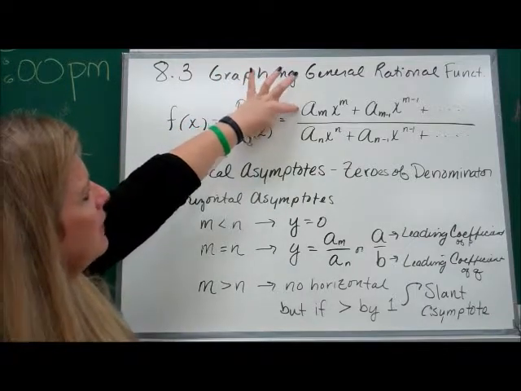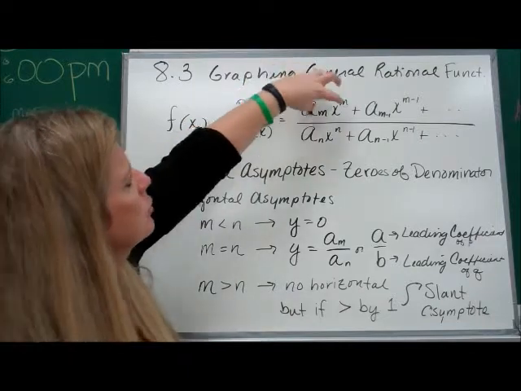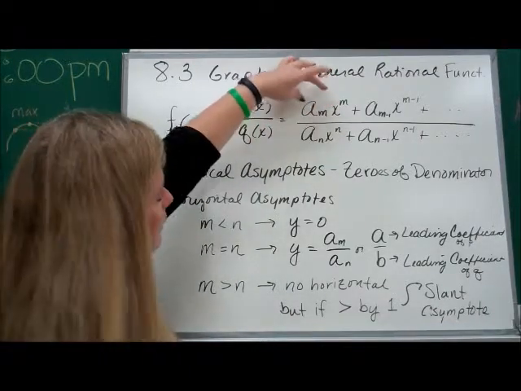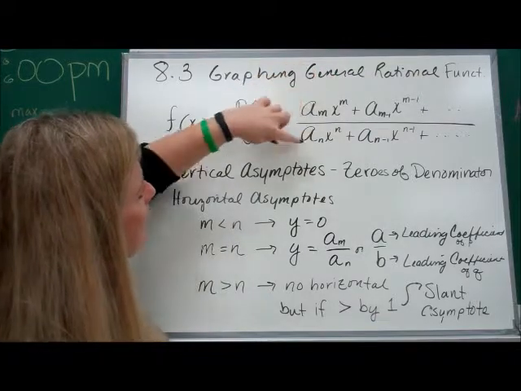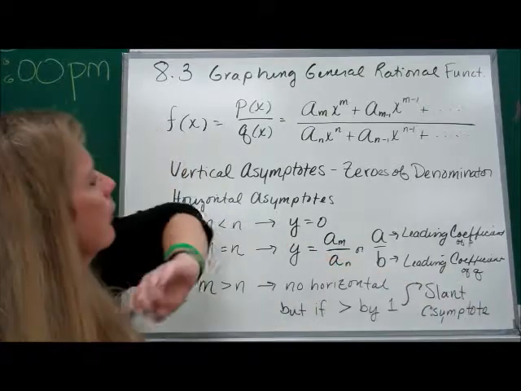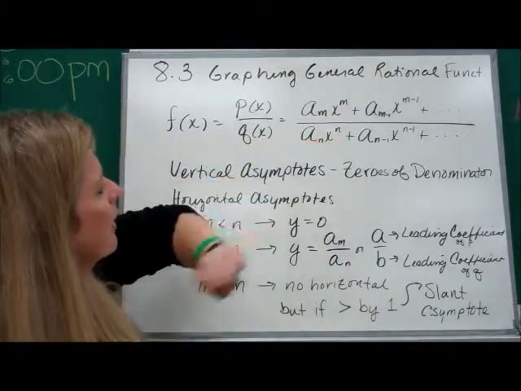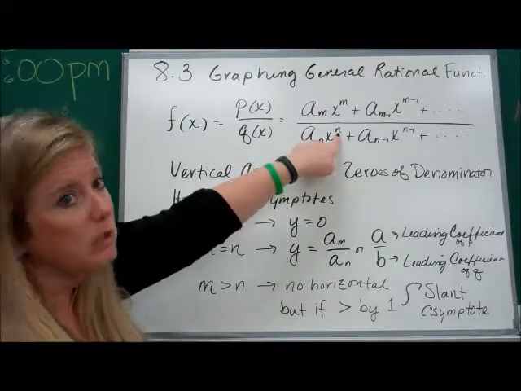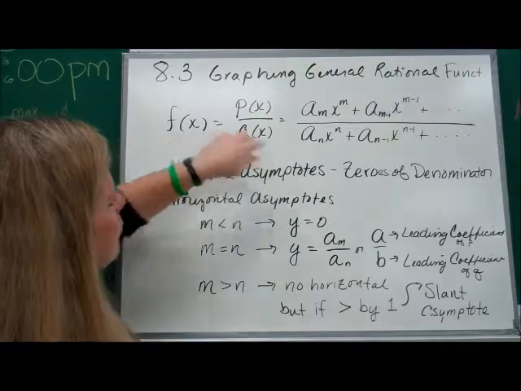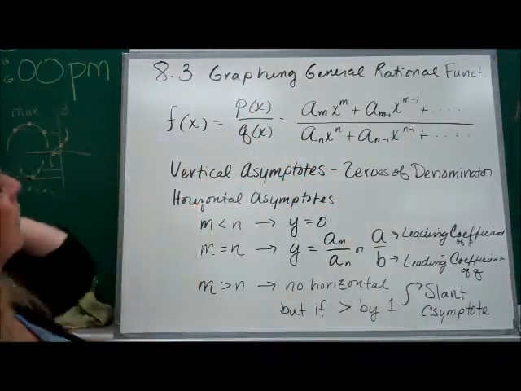We've got a sub m x to the m. This is your leading coefficient, and m is the degree of the numerator. And then this is just all the terms that come after it. A sub n x to the nth power, n is the degree. This is your leading coefficient of q, and these are all the terms that follow it.